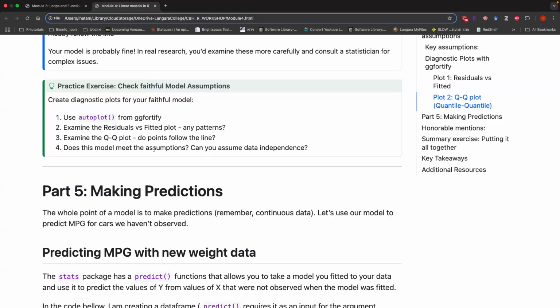Now, can we assume that our data is independent? Can we assume that eruption 2 is independent of eruption 1? I think we can, because eruption 2 doesn't care if eruption 1 happened before. It just happens. It's kind of like a Markov chain. It just happens, right? It doesn't care if eruption 1 happened.